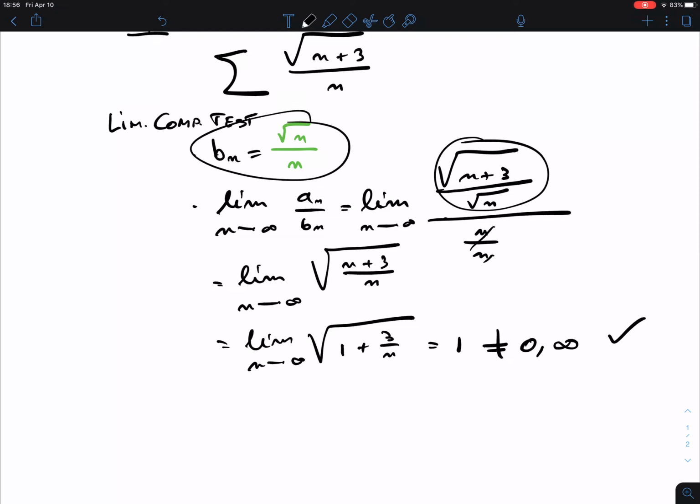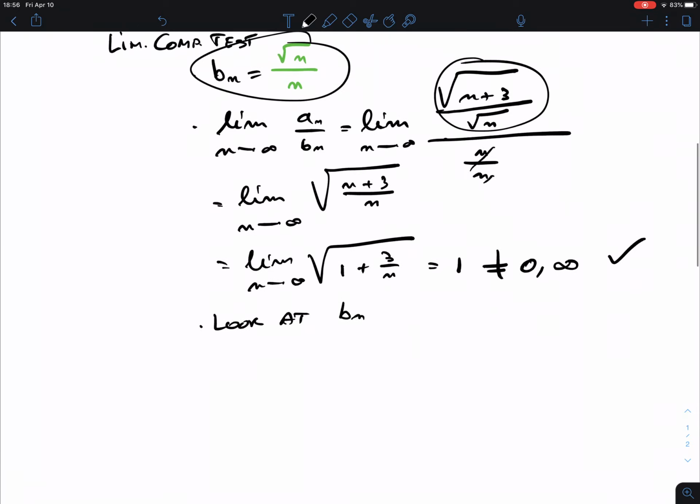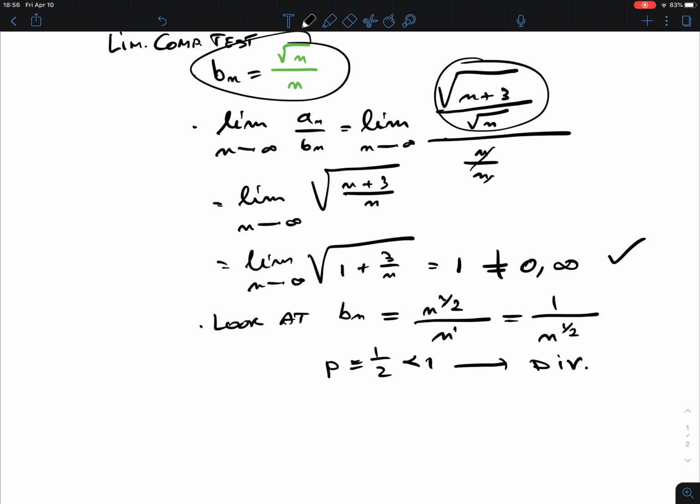So now look at b_n and determine what it is, because this is now a p-series. Let's write it as a p-series. That means, first of all, I should write it with exponents, and it has to actually be written with exponents in the bottom. So that would be a power of 1 here, right? So 1 minus a half is a half. So p is a half, which unfortunately is less than 1. So we actually get divergent.